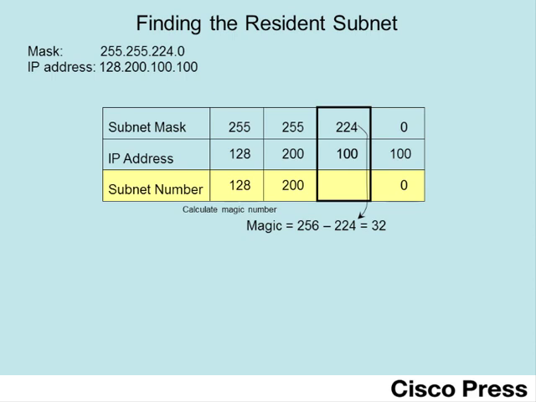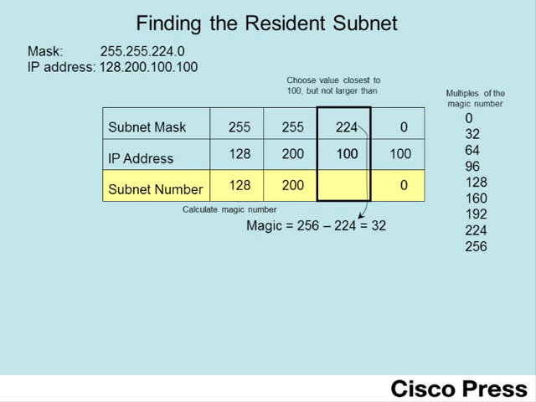But which multiple? Well, let's write them all down. You start with 0 and write down all the multiples. Yes, you'll practice enough to where it'll be second nature to find these multiples pretty quickly. And then we need to find the one that's closest to the IP address's value, but not larger than it. So the IP address value in this octet is 100. So 100 is, of course, closest to 96 and 128, but 128 is bigger, so we pick 96. So as it turns out, the correct subnet number in this case is 128.200.96.0.